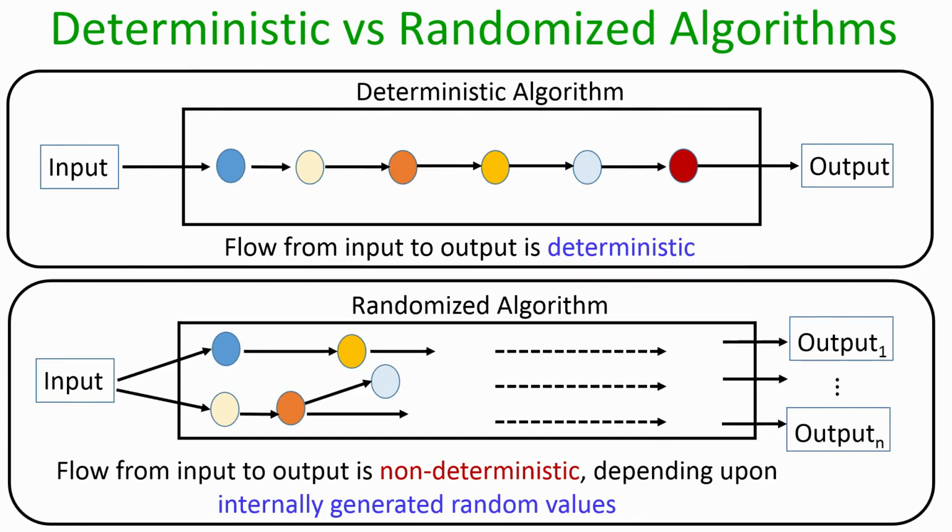Whereas in a randomized algorithm, the flow from the input to output is non-deterministic, and the flow is going to be decided by the value of random bit strings which are going to be generated inside the algorithm as part of the algorithm. That means, in a randomized algorithm, it is not guaranteed that if I call that algorithm with the same input again and again, I am going to get the same output, and the output may depend upon the sequence of random bits which I generate inside the algorithm, and depending upon the value of those random bits, what path I followed inside the algorithm. So, that is a very high level difference between a deterministic algorithm and a randomized algorithm.